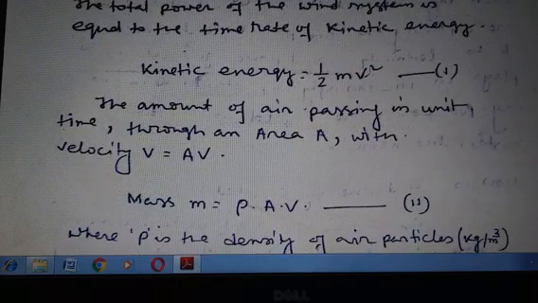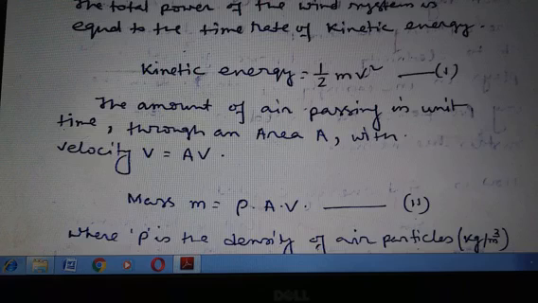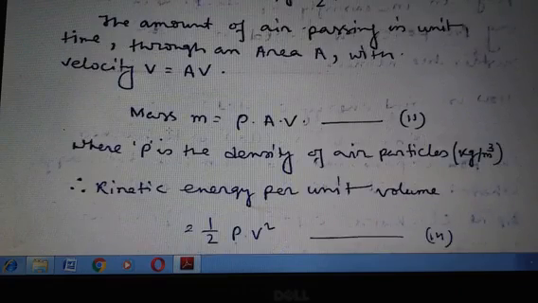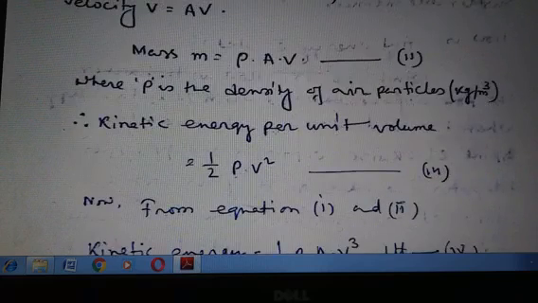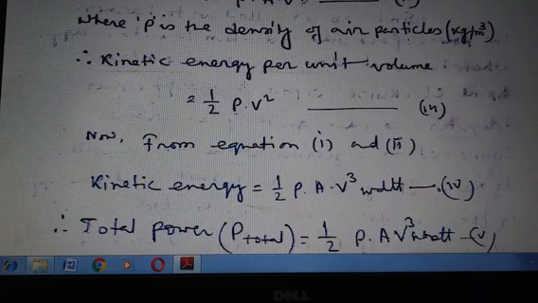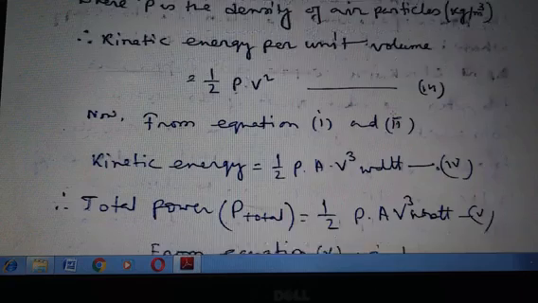The amount of air passing in unit time through an area A with a velocity v equals A into v. Therefore, the mass m equals rho A into v. That is equation 2, where rho is the density of the air in kg per meter cube. Therefore, the kinetic energy per unit volume equals half rho v squared. That is equation number 3.